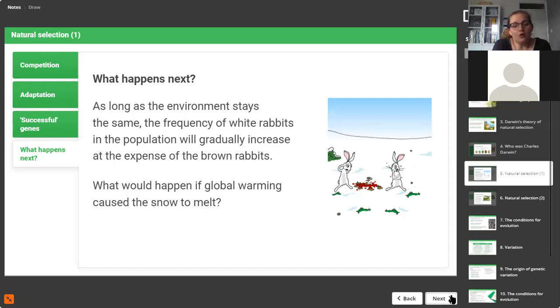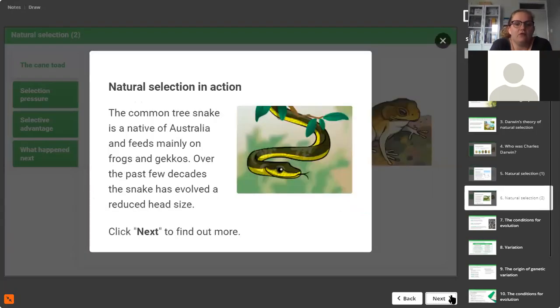What would happen if global warming caused the snow to melt? Well, we'd expect to see the exact opposite. Now, the successful gene would be the brown fur, and the white rabbits would be less successful, and the exact opposite would happen. So let's have a look at some natural selection in action.